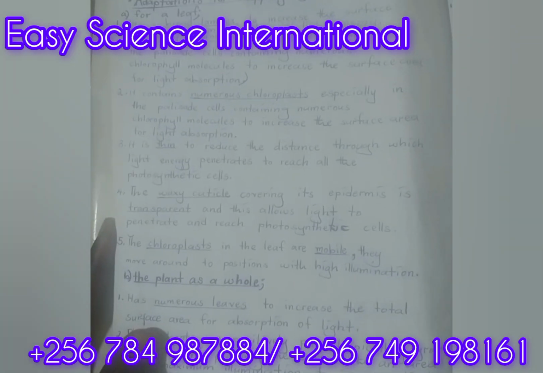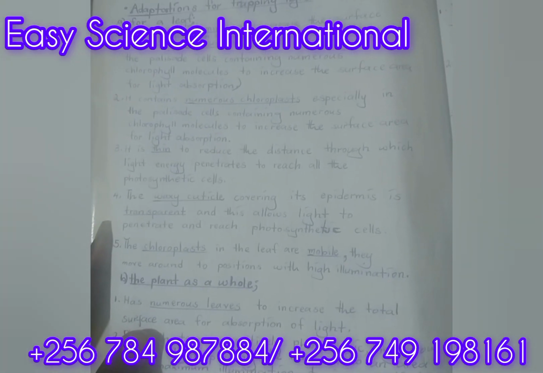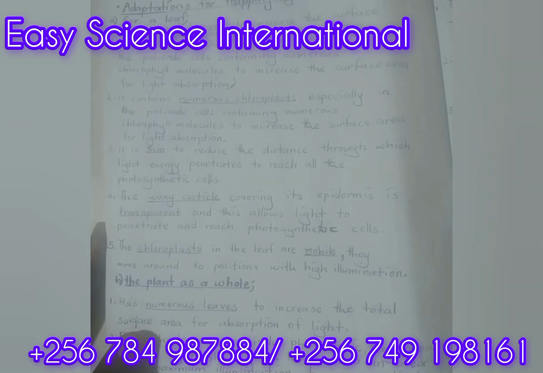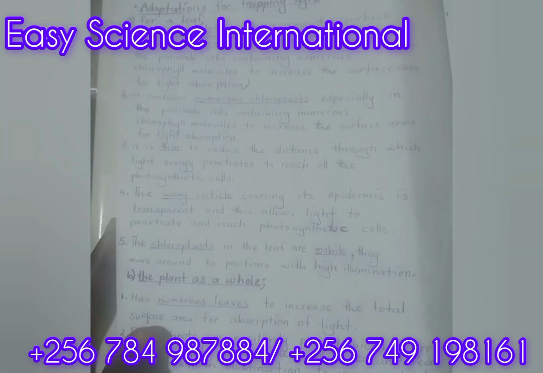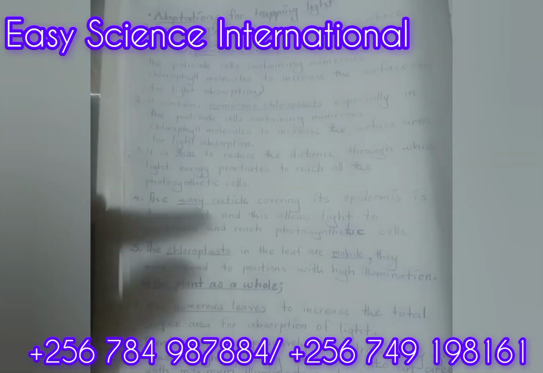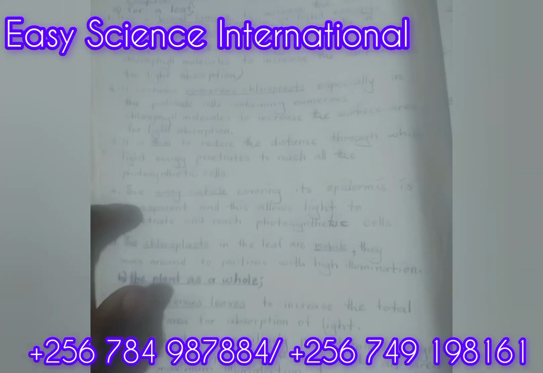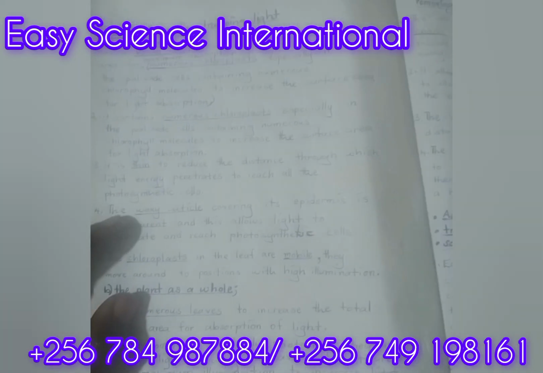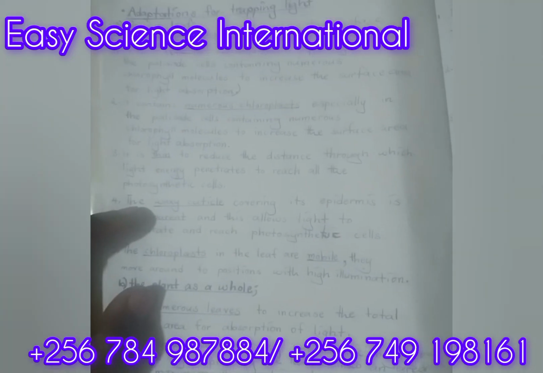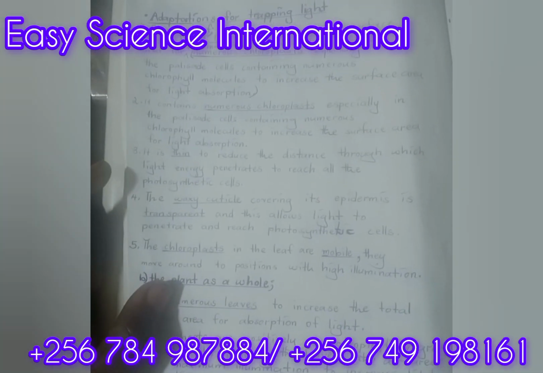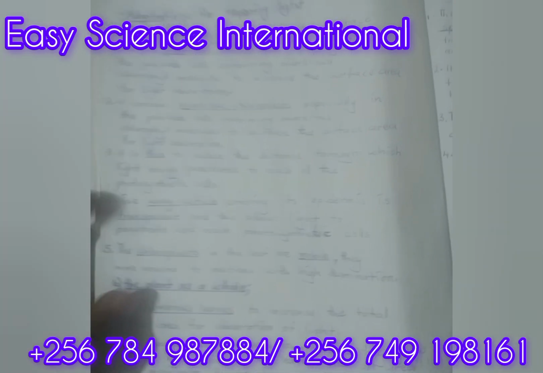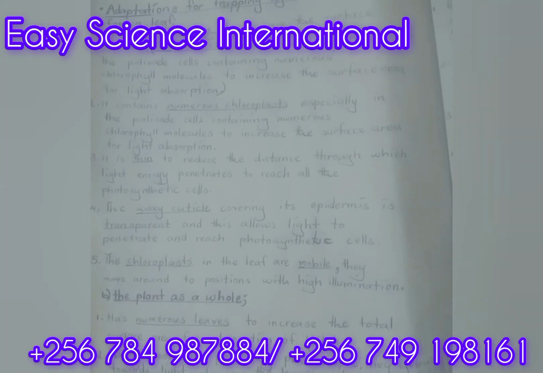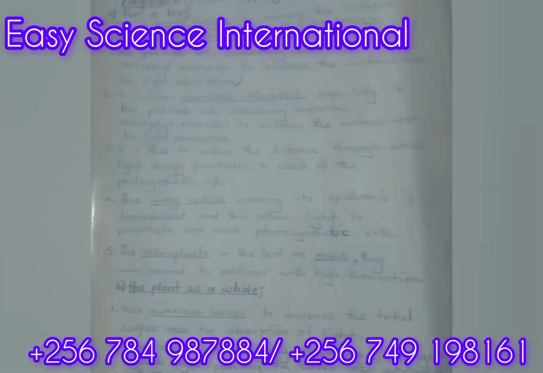The wax cuticle covering its epidermis is transparent, and this allows light to penetrate and reach photosynthetic cells. Yes, so that surface, the wax cuticle, we saw that it covers the adaxial, basically, the upper epidermis, and that means that for it to enable light to penetrate through, it must be transparent, such that this light reaches the photosynthesizing cells.